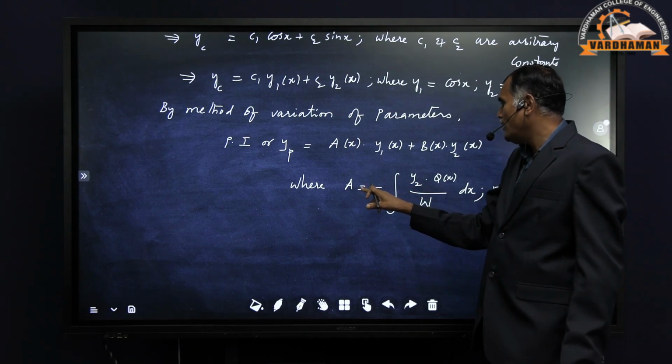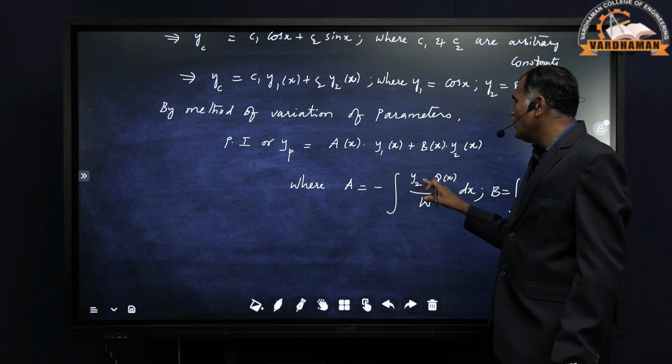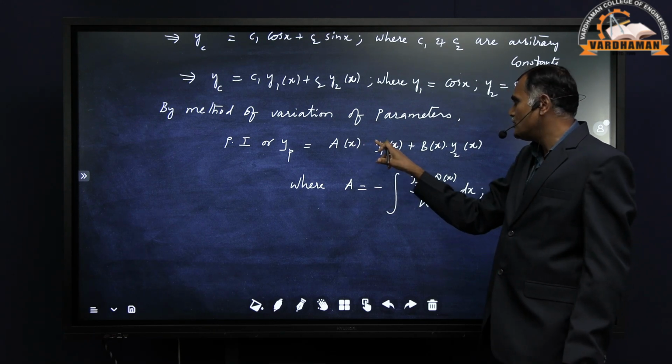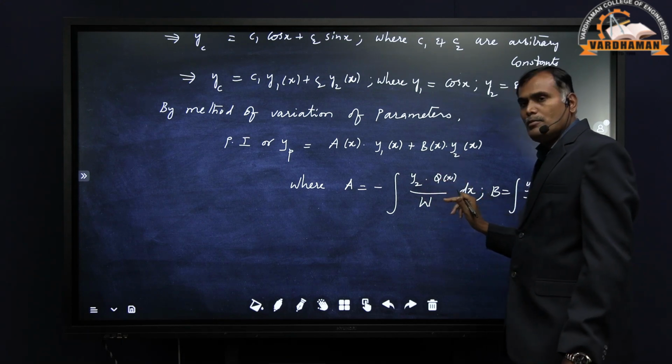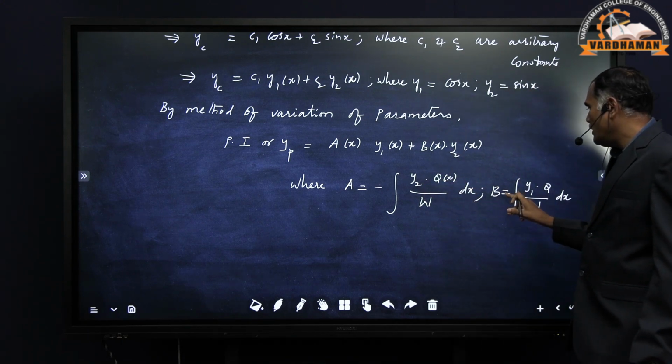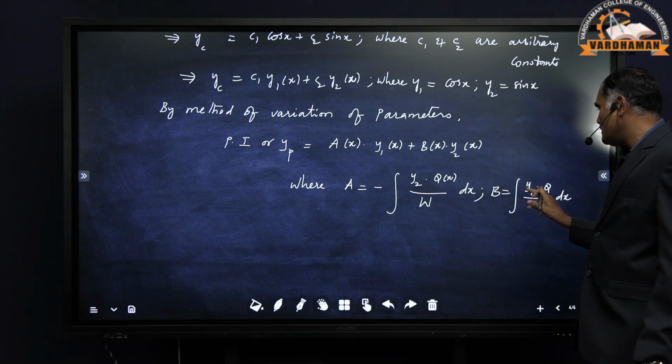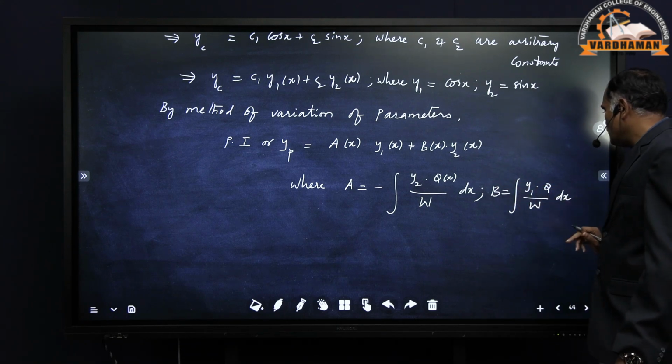To find a we write minus of integral y2. A is nothing but the coefficient of y1, so y2 into q by w into dx. B is the coefficient of y2, so we write integral y1 into q by w dx.